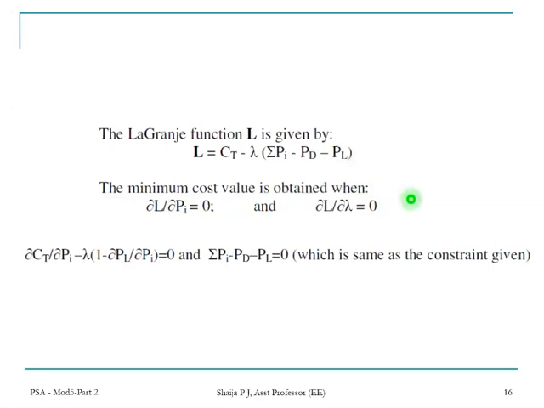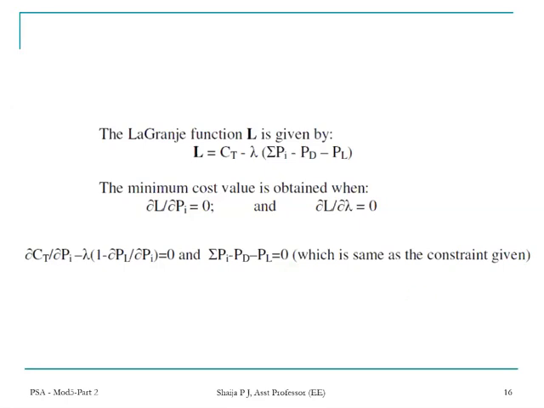The minimum cost value is obtained when dou L by dou Pi is equal to 0 and dou L by dou lambda equal to 0. This we found in the earlier case, and it has the constraint given again. So dou CT by dou Pi minus lambda into 1 minus dou PL by dou Pi is equal to 0, and sigma Pi minus PD minus PL equal to 0.